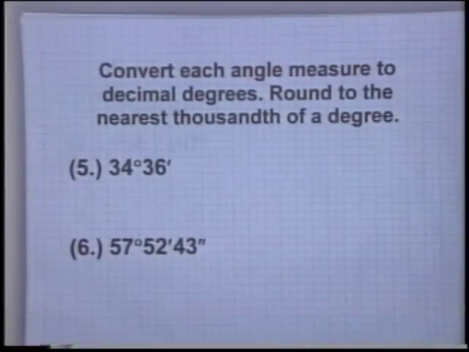Sometimes in trig, we want to convert angles that are measured in degrees, minutes, and seconds to decimal degrees. So let's look at some of those calculations. On problem 5, it says convert each angle measure to decimal degrees. Round to the nearest thousandth of a degree.